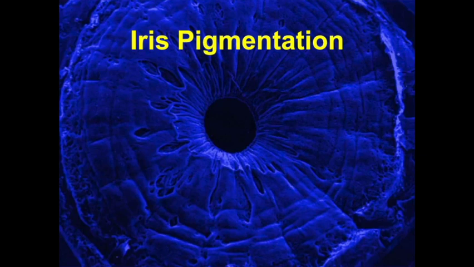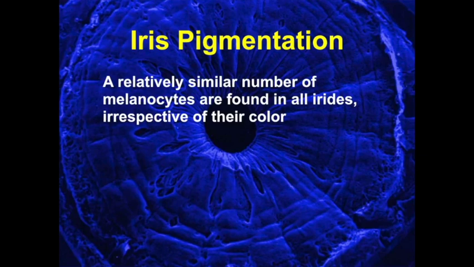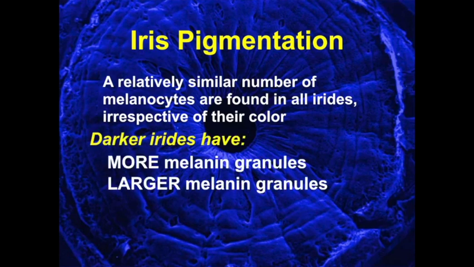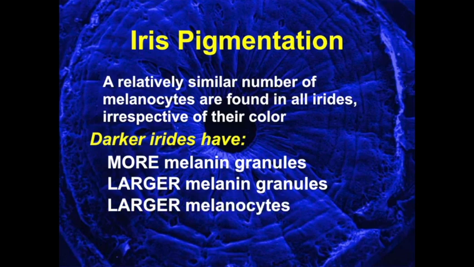In summary, a relatively similar number of melanocytes are found in all irides, irrespective of their color. Darker irides have more melanin granules, larger melanin granules, and hence larger melanocytes.